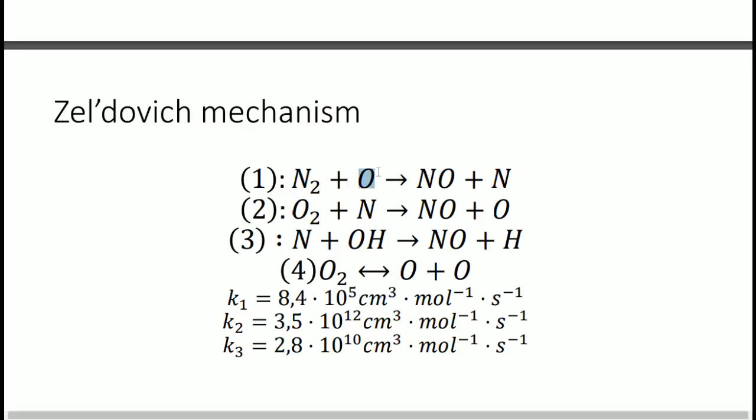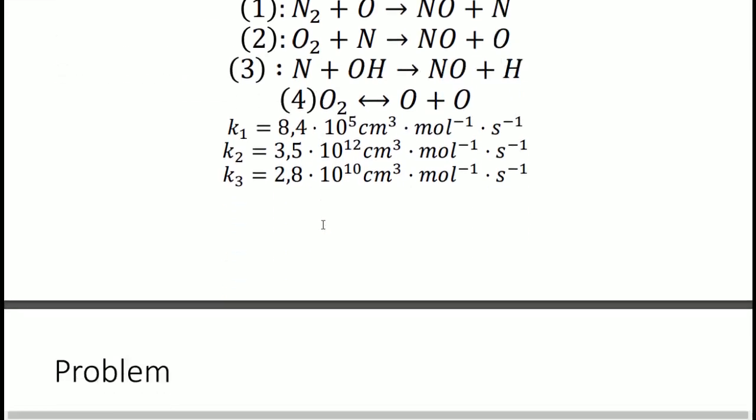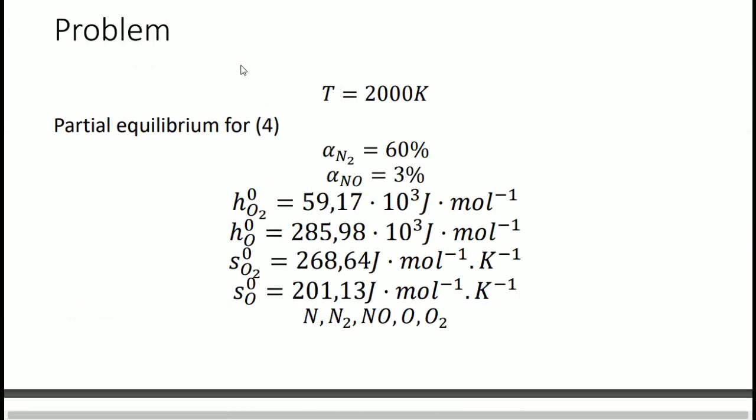Obviously O alone is unstable. And we give their reaction constants, so the speed at which they move depending on various principles. So the first problem is we have a reactor with the following elements: N, N2, NO, O, and O2.